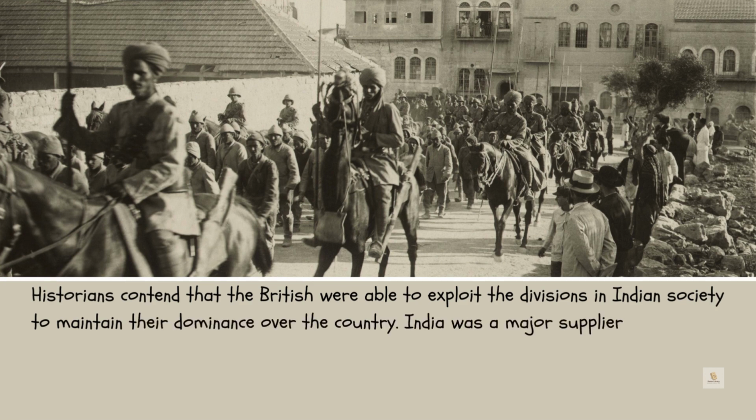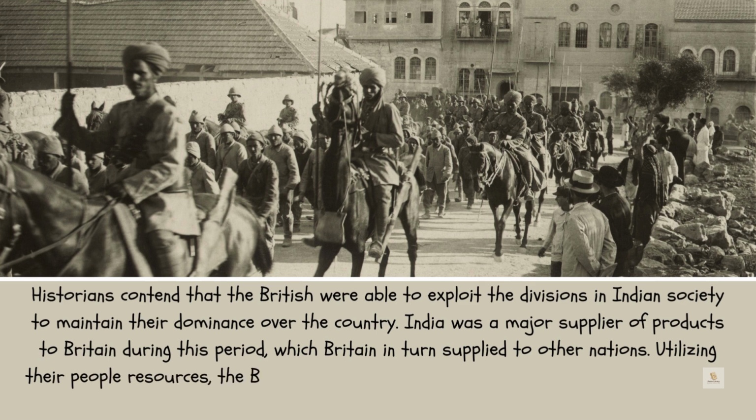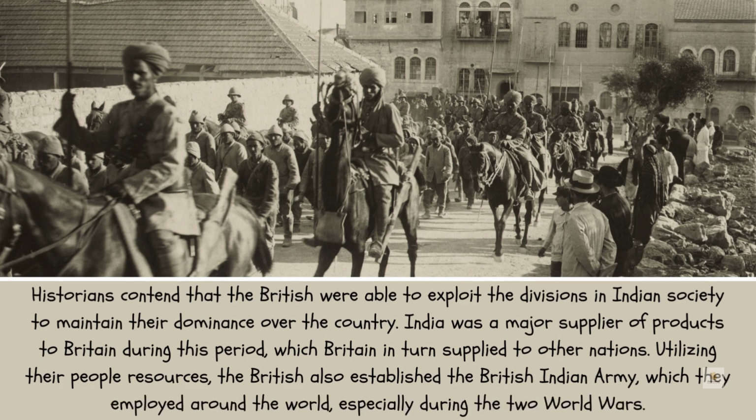Historians contend that the British were able to exploit the divisions in Indian society to maintain their dominance over the country. India was a major supplier of products to Britain during this period, which Britain in turn supplied to other nations. Utilizing their people resources, the British also established the British Indian Army, which they employed around the world, especially during the two world wars.